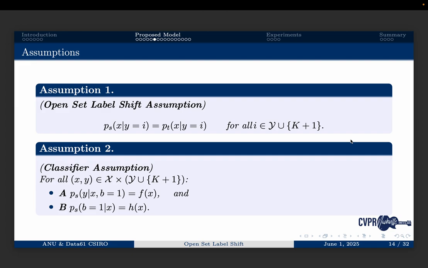Now I'll dive into some technical details of our work. If you are not interested, please directly take a look at the experiment section and the takeaway section. To analyze the open set label shift problem theoretically, we need 2 assumptions. The first assumption is the normal open set label shift assumption that has been used in the open set label shift literature. The second assumption is on the classifier. Assumption 2A is for the ID classifier, and assumption 2B is for the ID versus OD classifier.